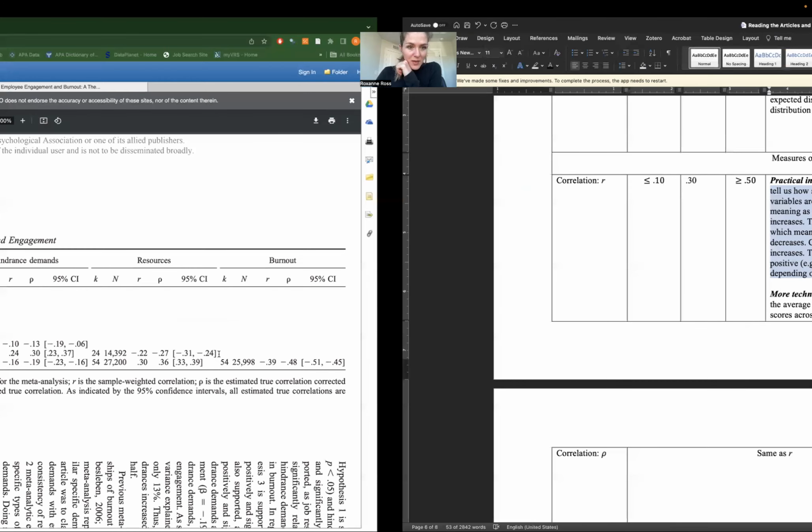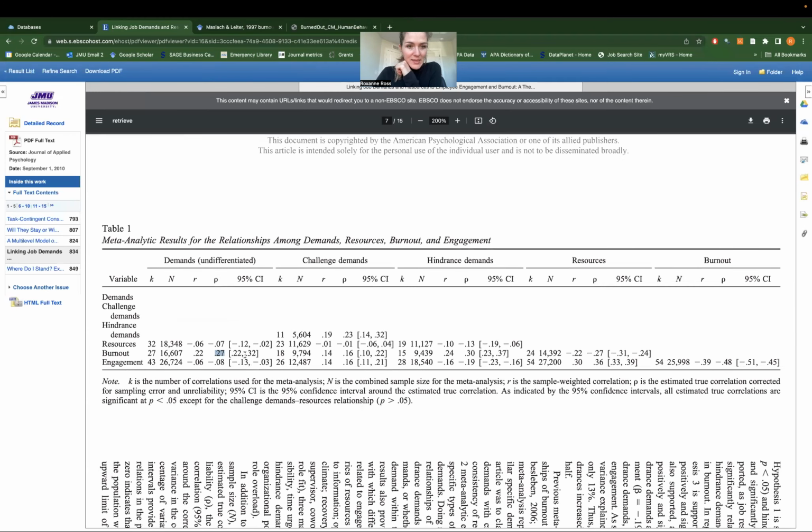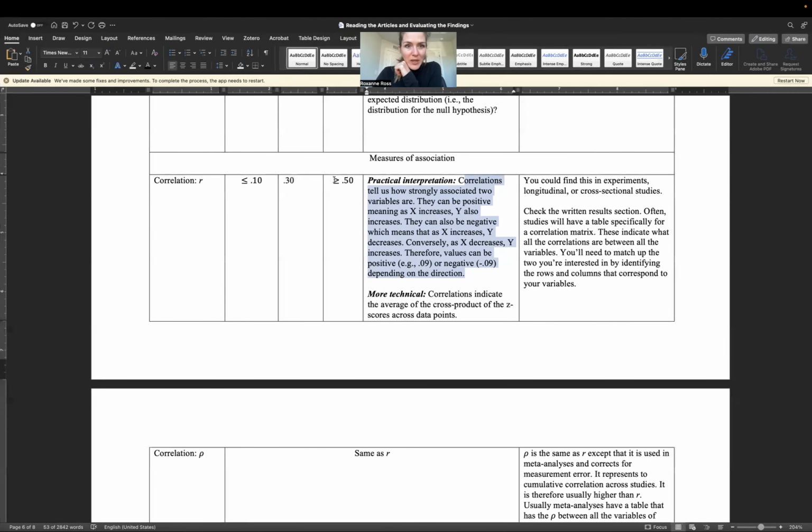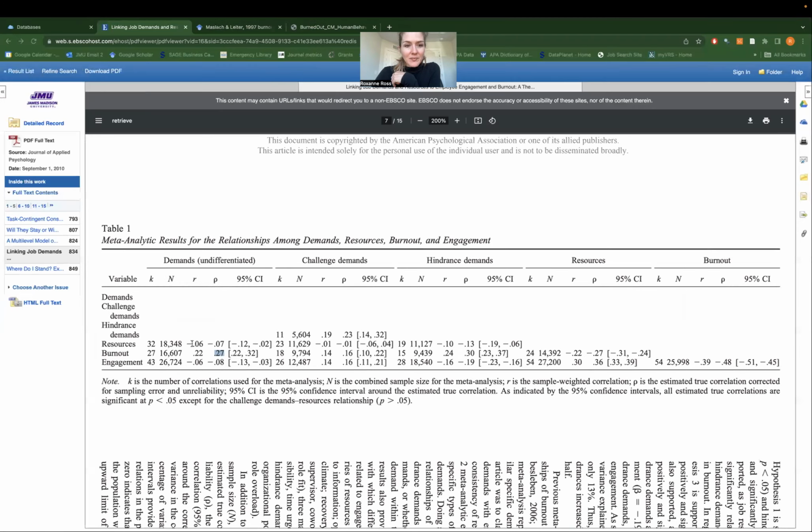So what we'll do is compare rho 0.27 to these benchmarks for small, medium, and large. And we see that the relationship is medium. It's close to medium. It's okay that it's a little bit below 0.30. It's 0.27, but it's close enough. So what we would say here is that job demands are moderately positively associated with burnout, such that when someone has more job demands, they have more burnout.